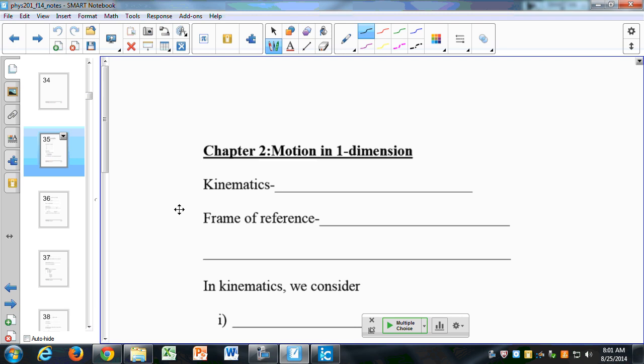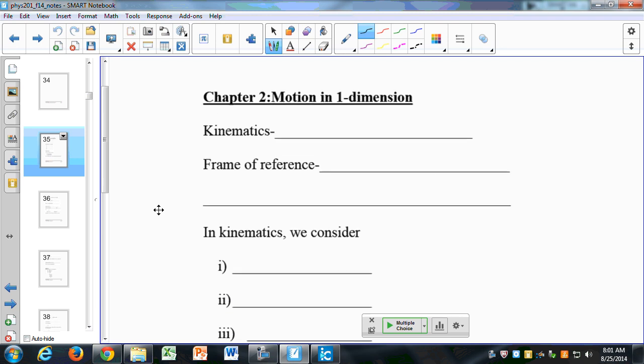We call this study the study of kinematics. So kinematics is just the study of motion. In particular, we'll look at the motion of objects. We'll look at their position or their displacement, the distance that they've traveled. We'll look at their rate of change of position. We call that velocity. And then we also look at the rate of change of velocity, which we call what?